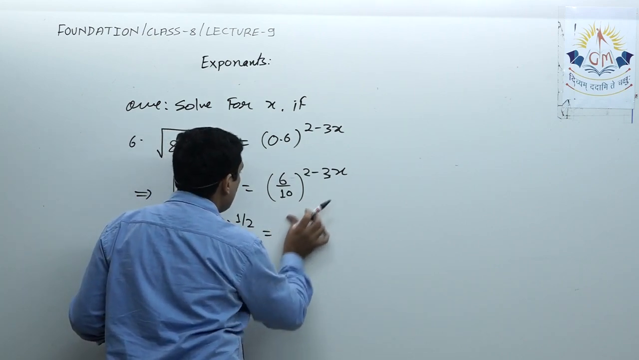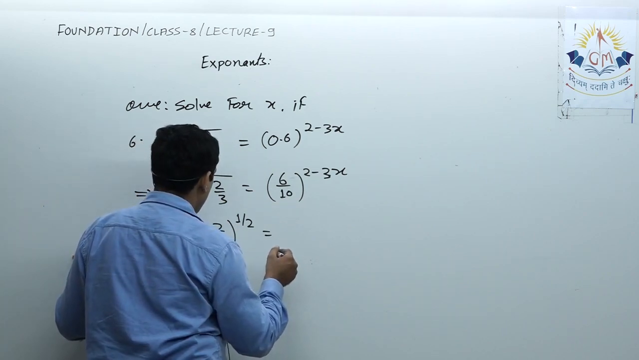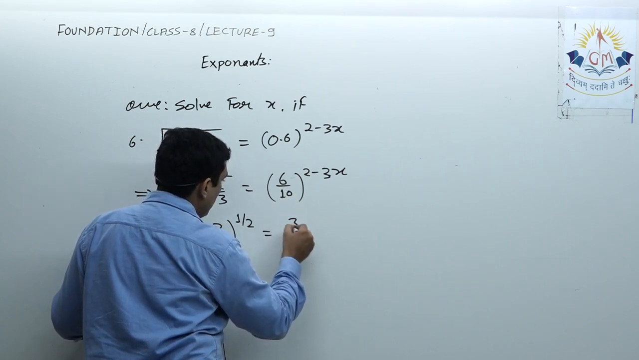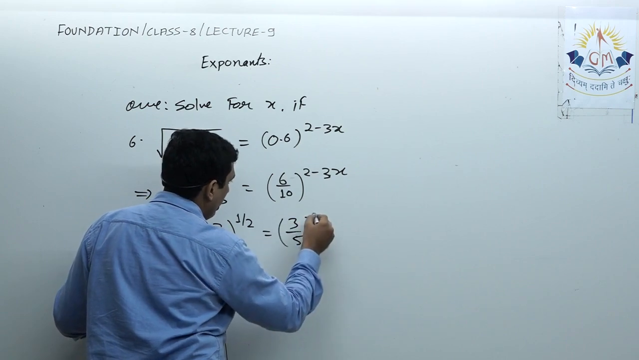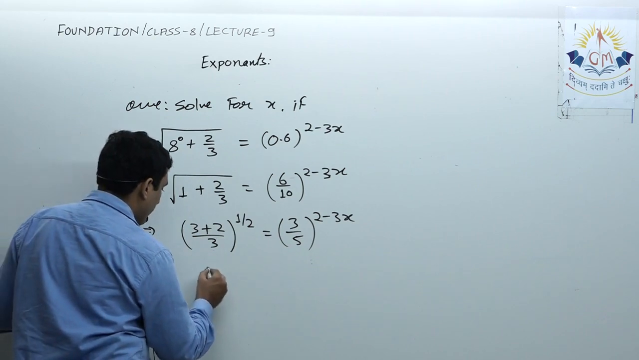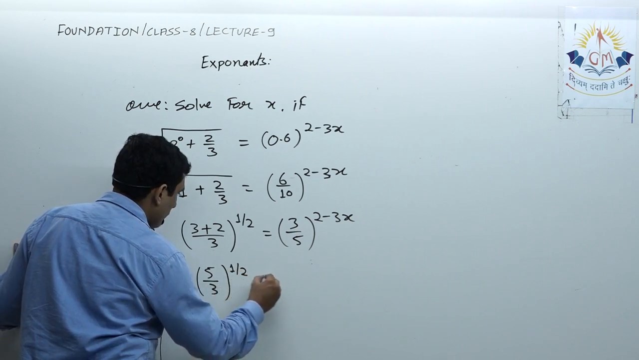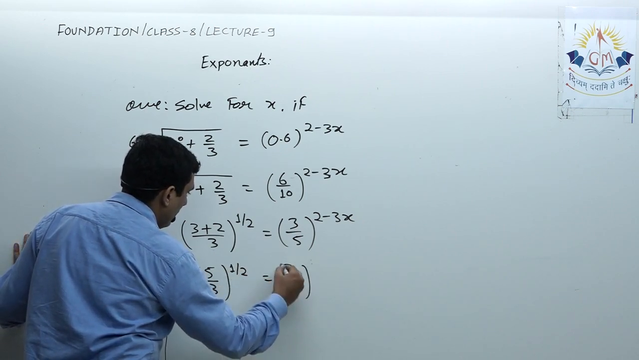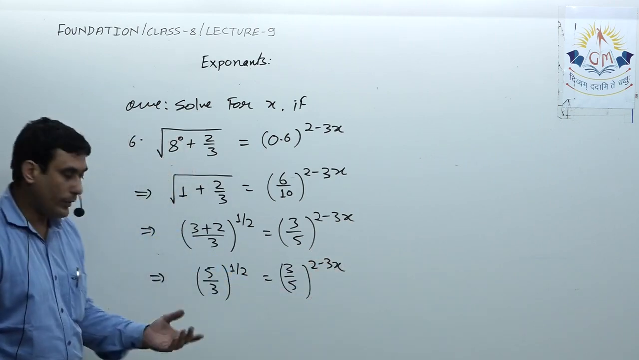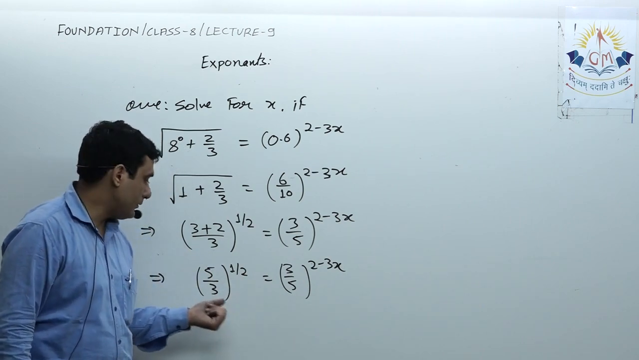I can simplify this by canceling with 2. So this will become 2 3s are, 2 5s are, 3 by 5 raised to 2 - 3x. Over here it is 5 upon 3 raised to 1 by 2, and on the right this is 3 upon 5 raised to 2 - 3x. So it is almost similar to the previous question. Here the bases are reciprocals of each other.